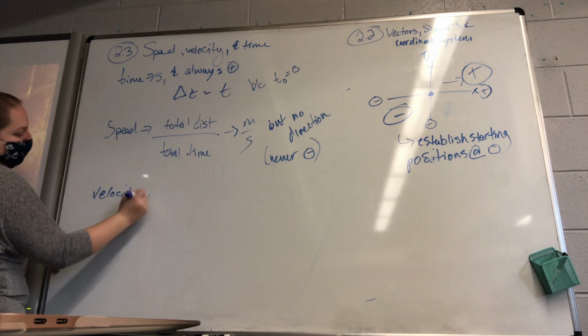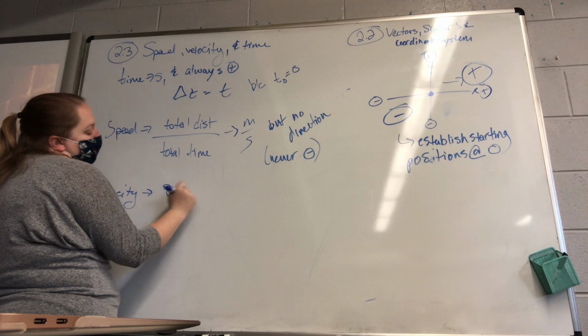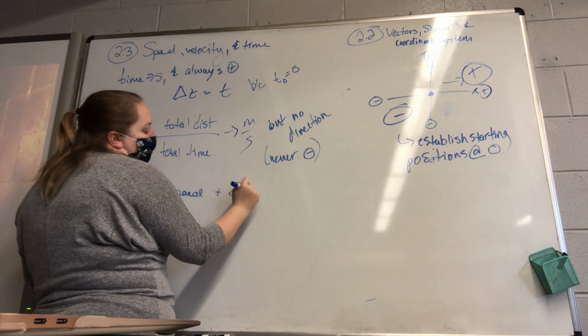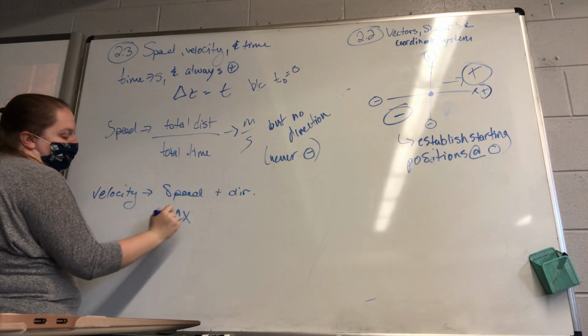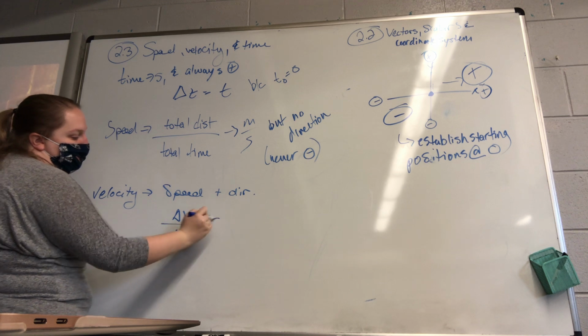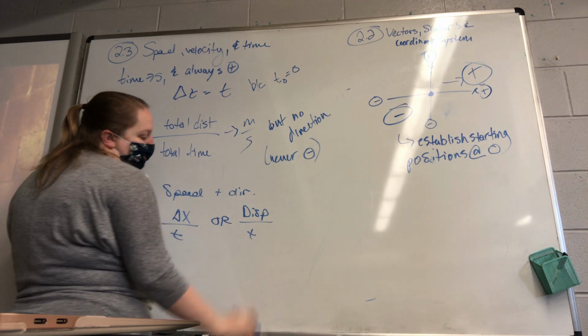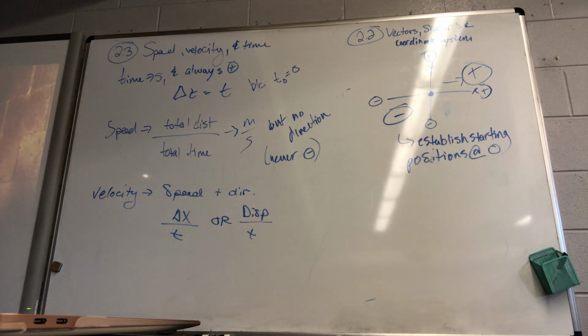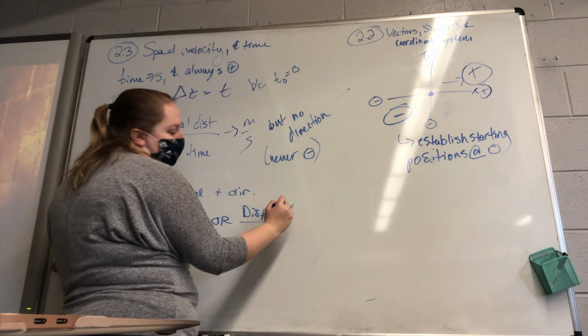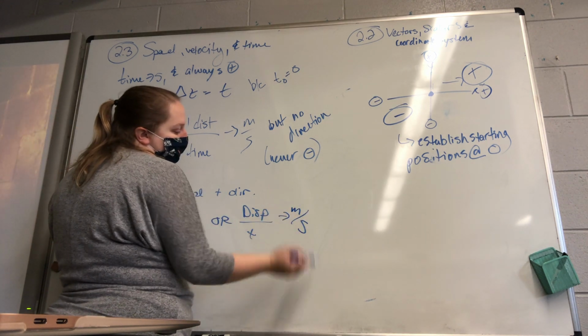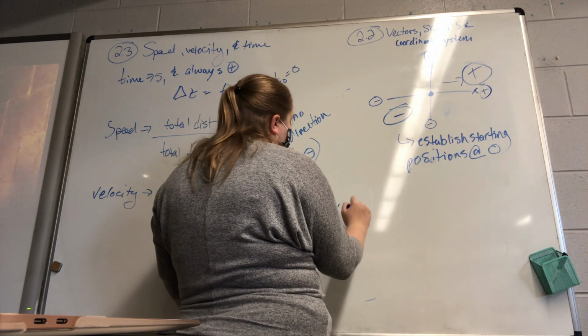Velocity, then, is speed plus a direction, also known as delta x over t, or displacement over time. Again, units are always going to be meters per second with direction.